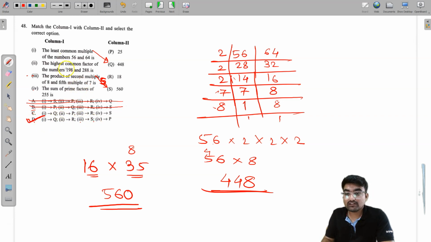What if we had tried to find the HCF of these two numbers? It would have taken more time, right? So this was an easy question.